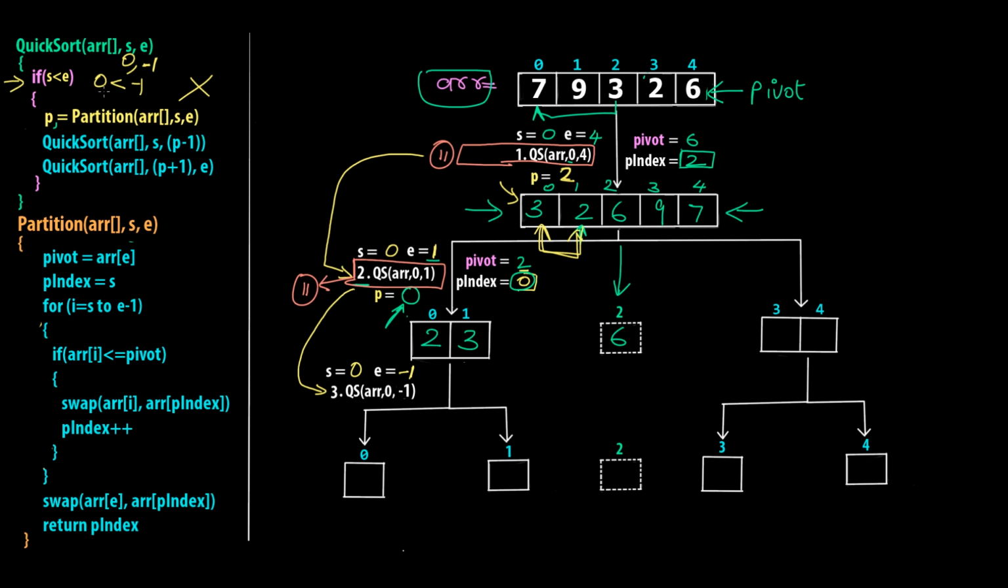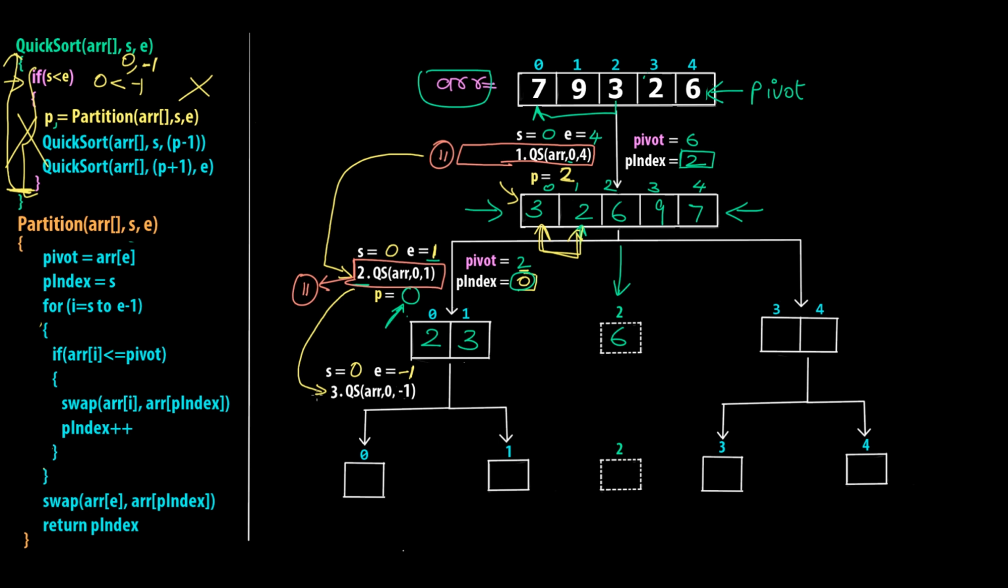S cannot be greater than the end index. The start index can never be greater than the end index. S is 0 and E is -1, which means start index has become greater than the end index. And this condition will never exist. It is an invalid condition. So now the entire if block will not be executed and QuickSort will stop. That is, this entire if block will not be executed. We will come at the end of the function over here, which means this QuickSort has done its execution.